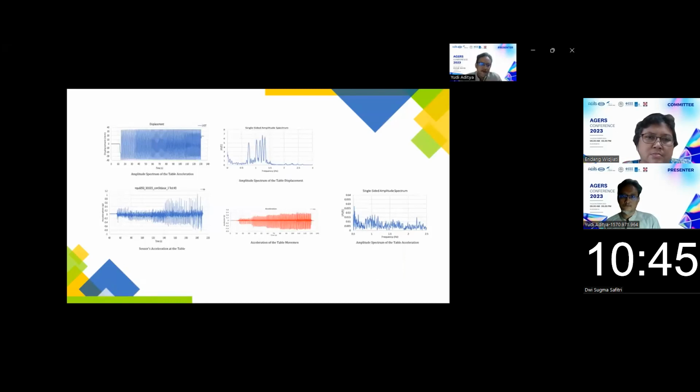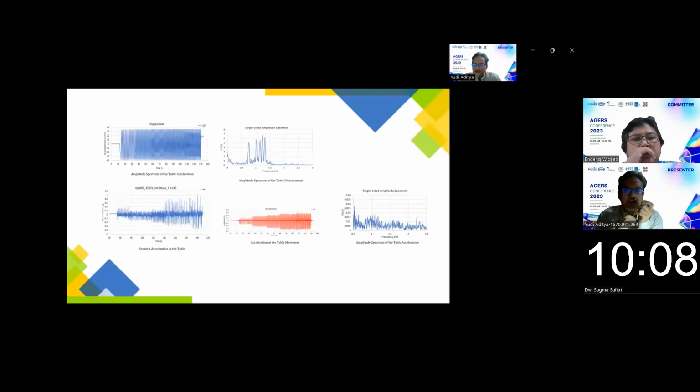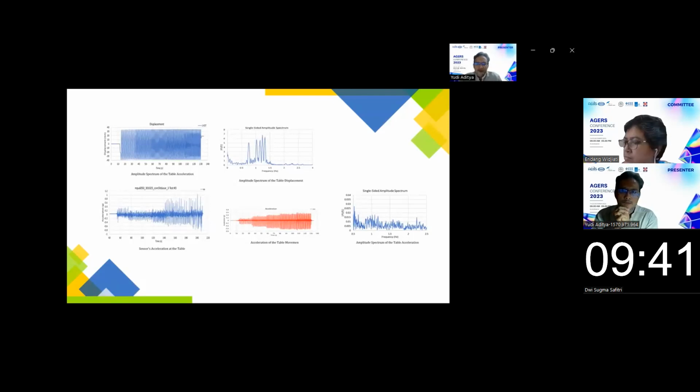This is the result of our test system. This is the acceleration at the table, and this acceleration at the table is converted by using FFT, showing the frequency of the LVDT, and then this is the measured value of the system. And this is the amplitude spectrum of the table accelerations. Unfortunately, this data shows that the measurement with our sensor, which is a consumer-grade sensor, does not really correlate with the amplitude spectrum of table displacement. We recommend that we test different sensors and evaluate the result based on the LVDT.